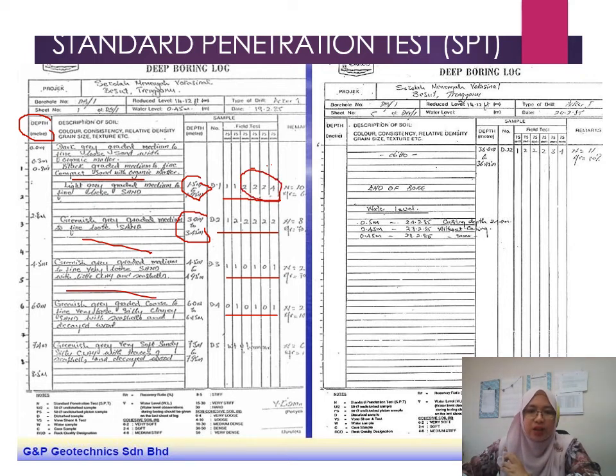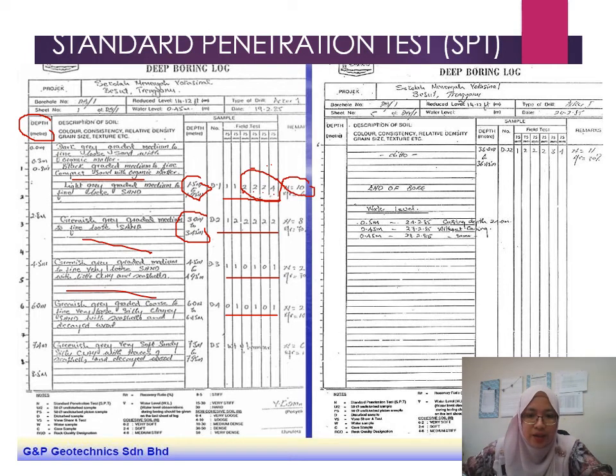The first 150 mm, which is 75 plus 75, is not counted as the number of blows. Here you can see it is 3 plus 2 plus 2 plus 4... 2 plus 2 plus 2 plus 4, so the number of blows is 10 here.